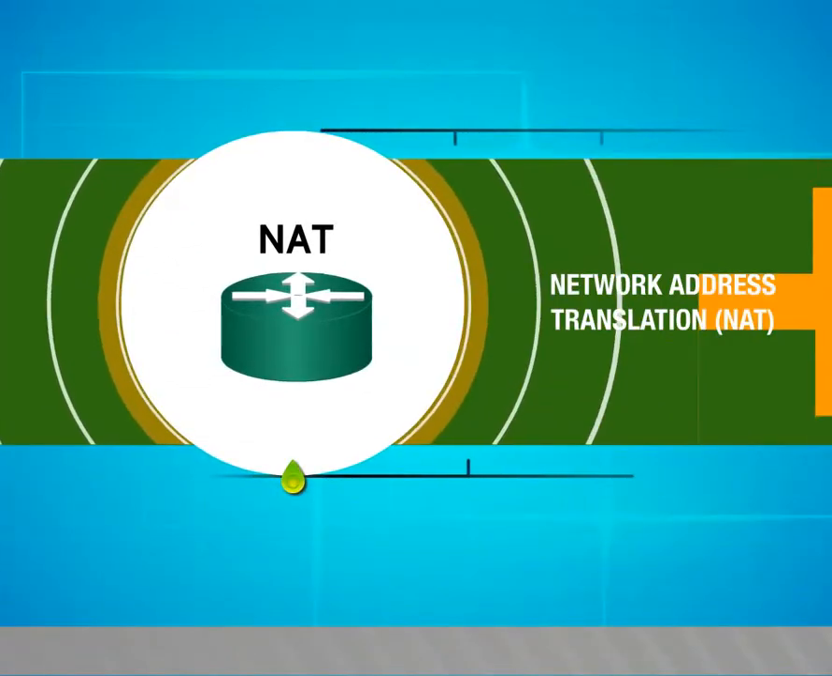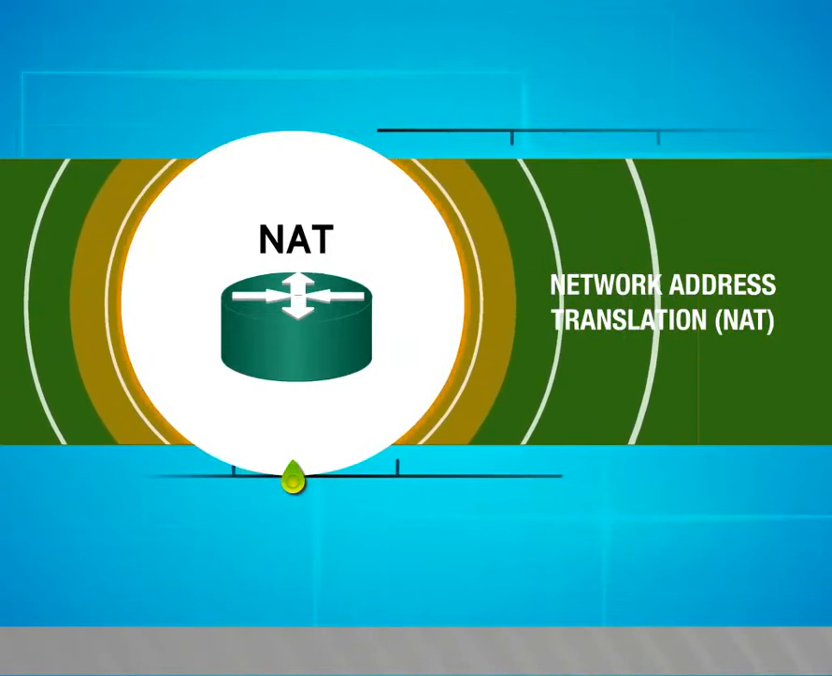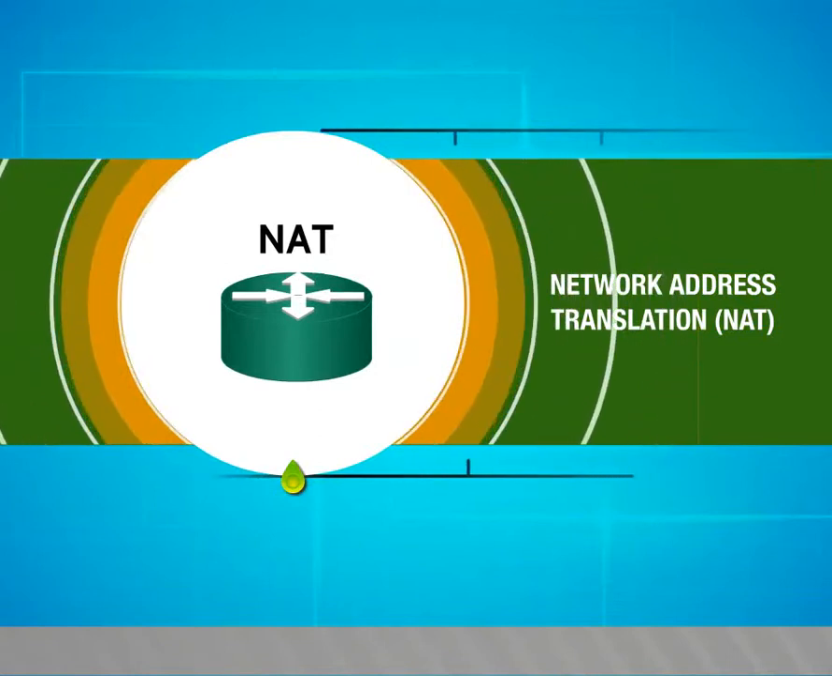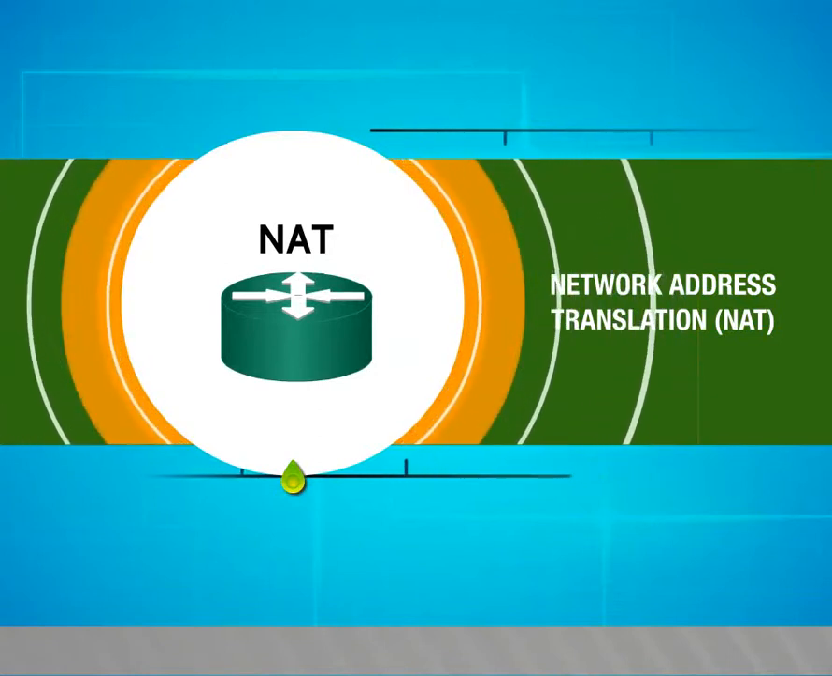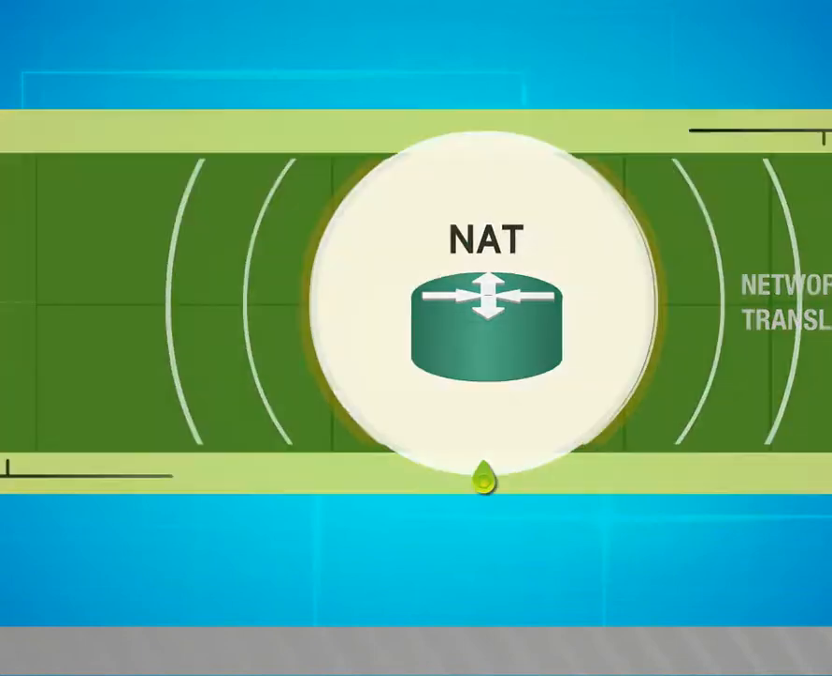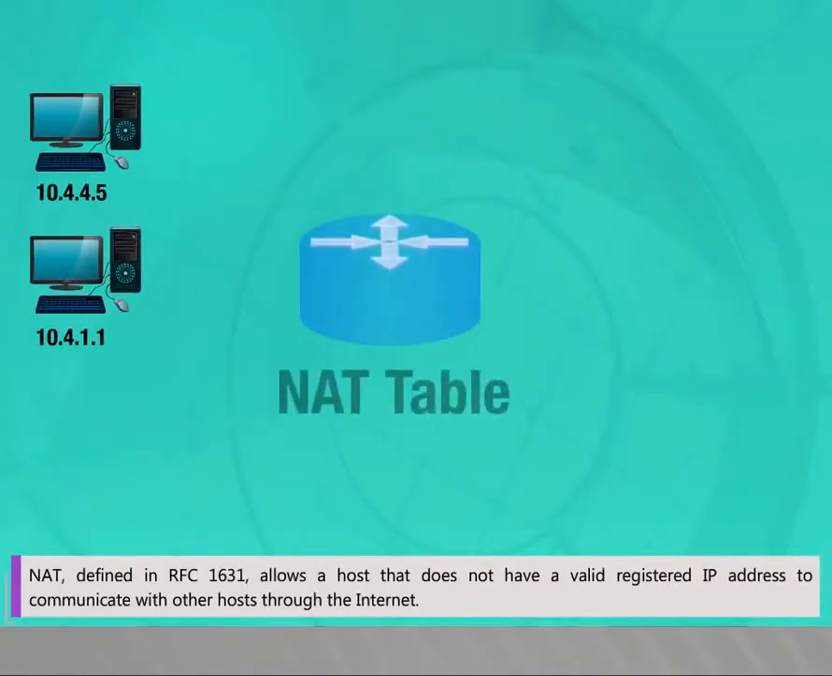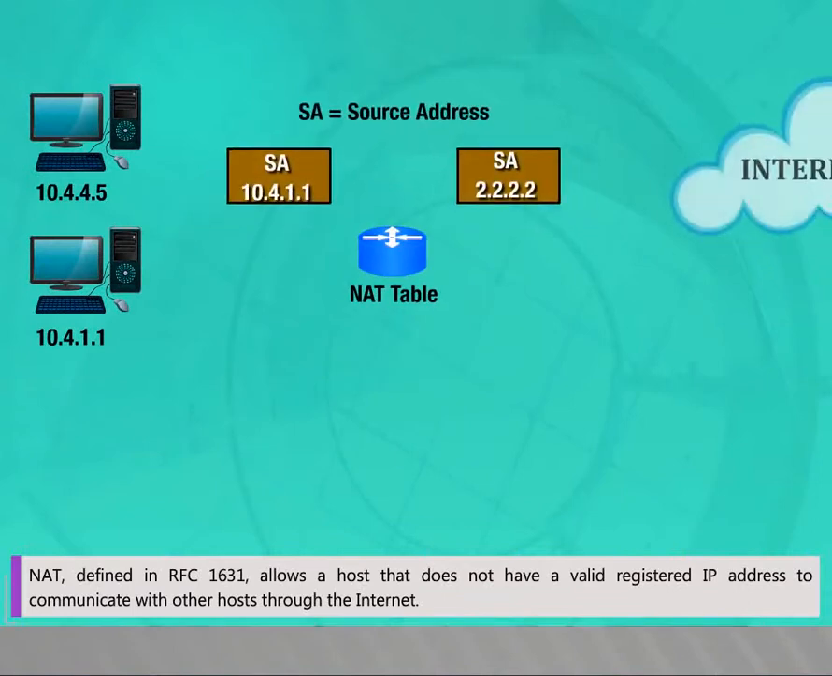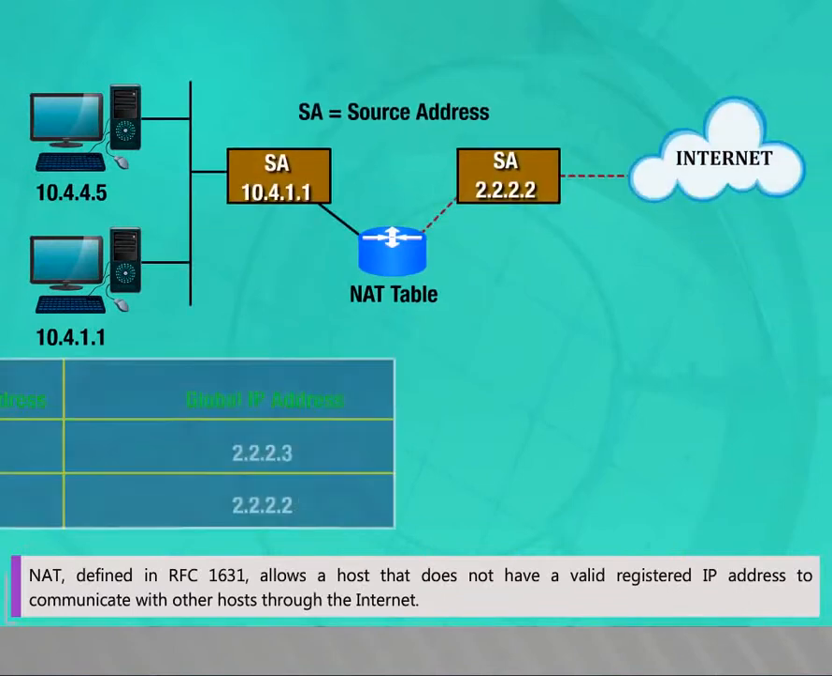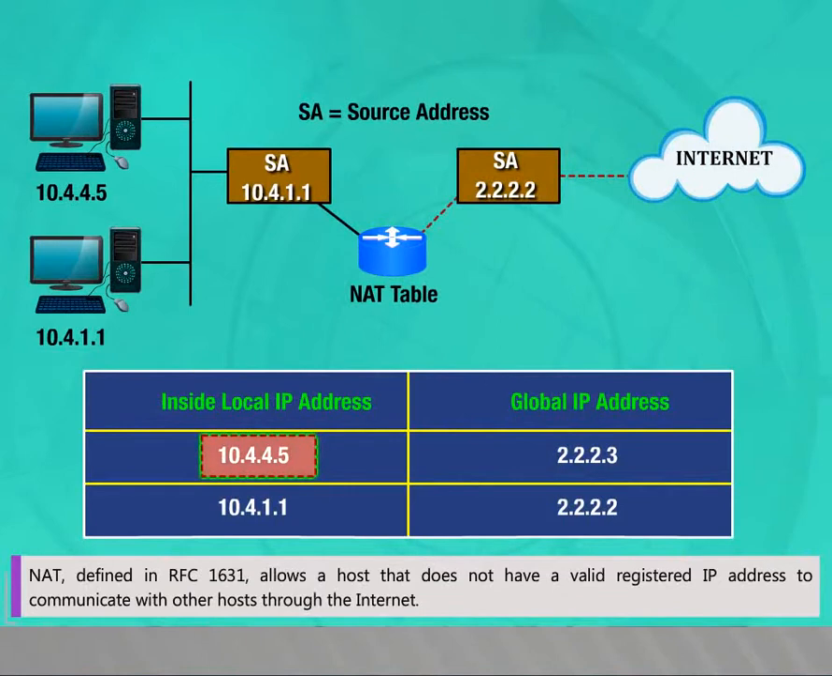Network Address Translation (NAT). In this video, we are going to see about Network Address Translation (NAT). NAT, defined in RFC 1631, allows a host that does not have a valid registered IP address to communicate with other hosts through the internet.